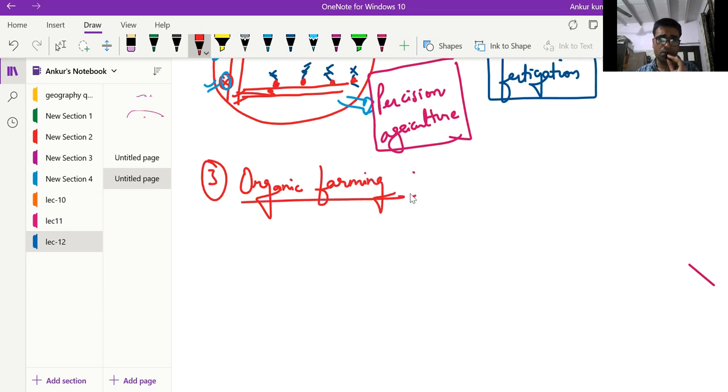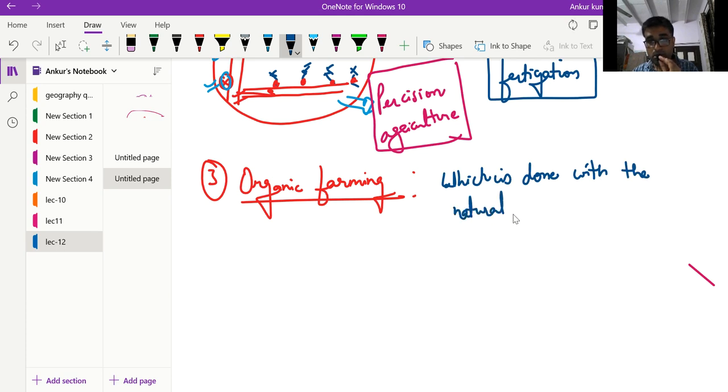Organic farming. See, the excessive application of the fertilizers had destroyed the conditions of the land. Okay, land has degraded, and what is the condition of the land in Punjab, Haryana, Western UP is in front of everyone. So the organic farming is done with the natural resources like cow dung is used as a fertilizer.